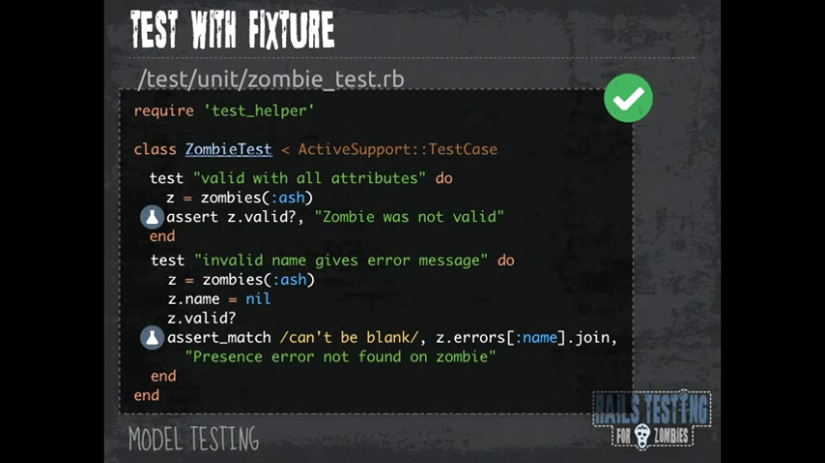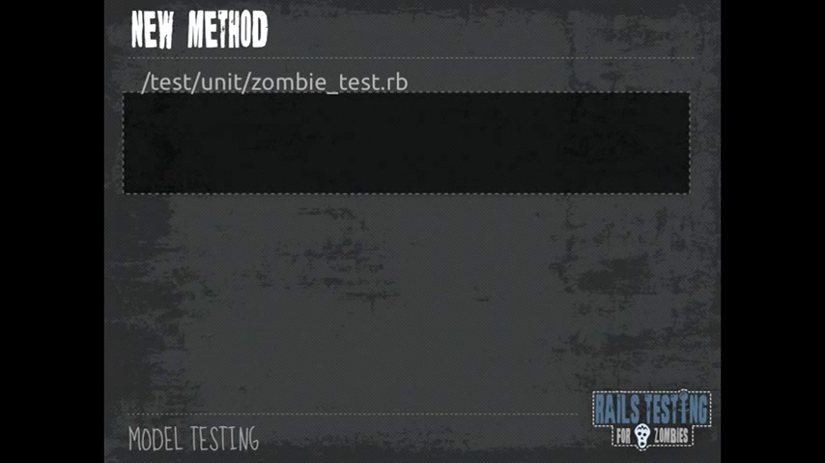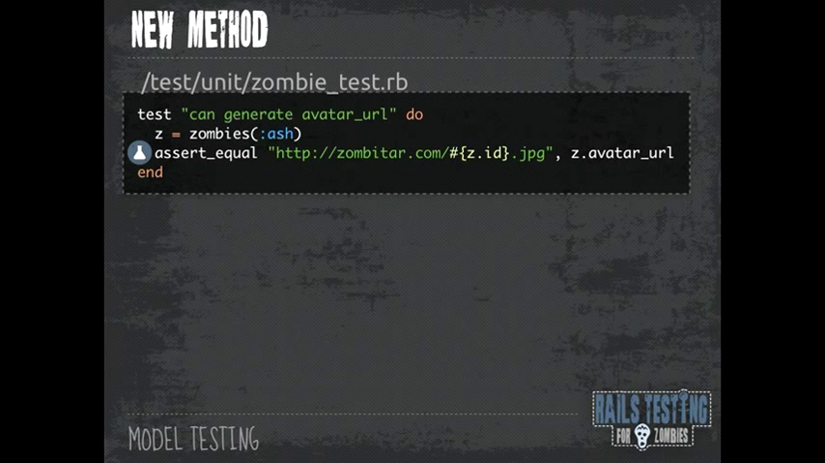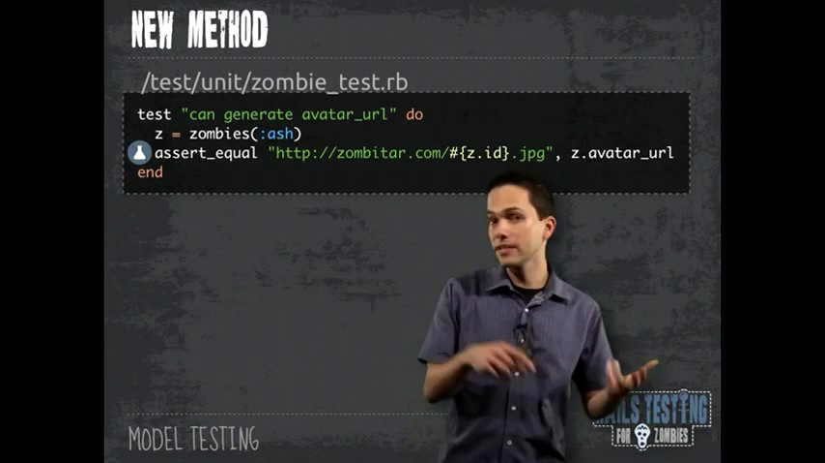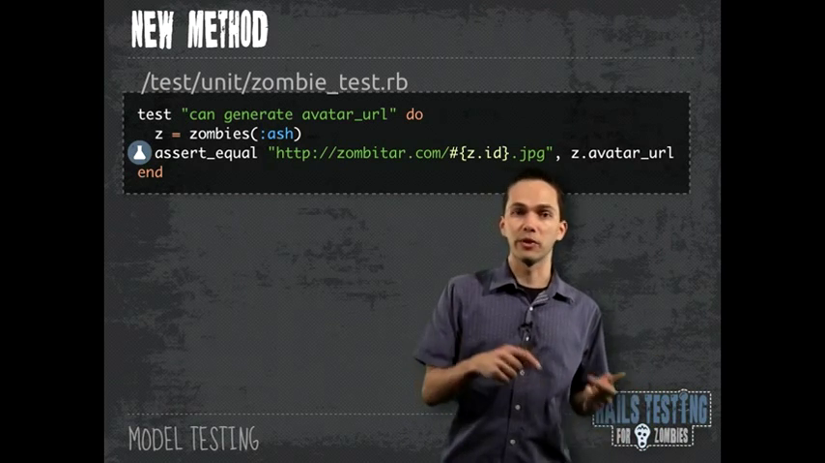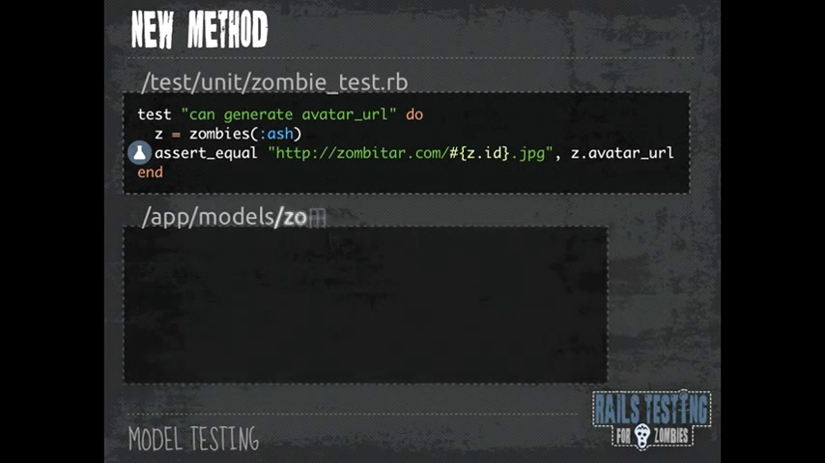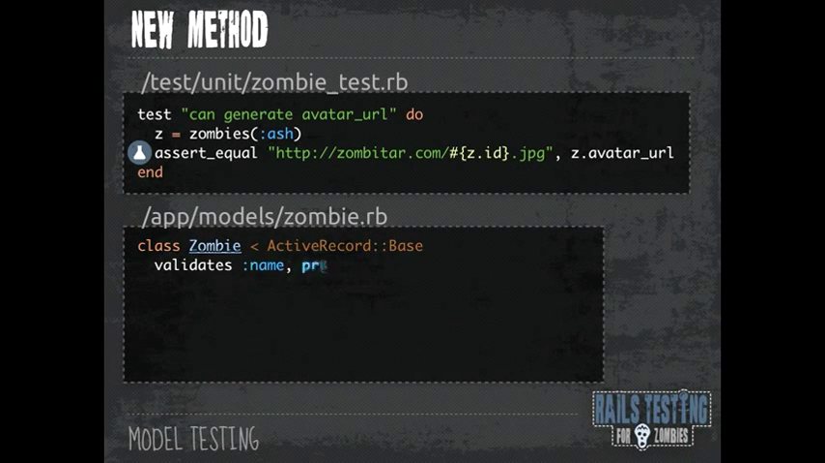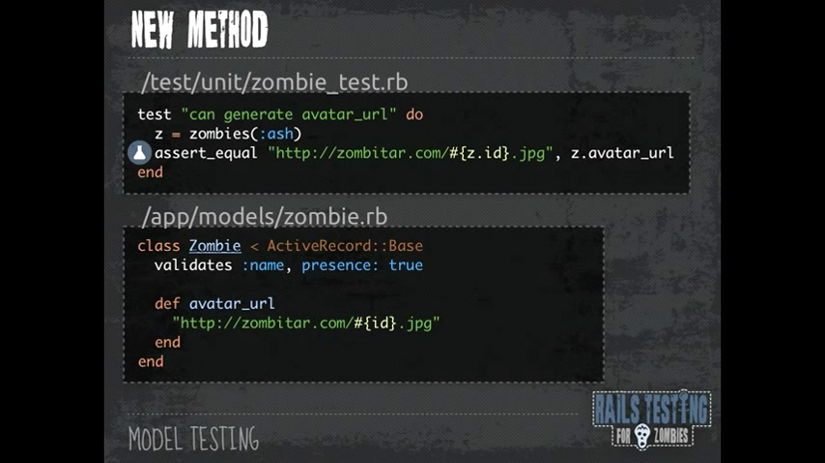Enough with validations. Let's create a new method on our zombie class using test first development. So we're going to say can generate avatar URL. We're going to use our fixture to get zombie Ash. Then we're going to assert that this string gets returned when we call z.avatar URL. All right, we have a test. We would run the test. Hopefully it would fail. Then we're going to go back into our model and let's define that method. So inside the zombie class, we're going to have avatar URL returns this string. If we run it again, all of our tests should pass.